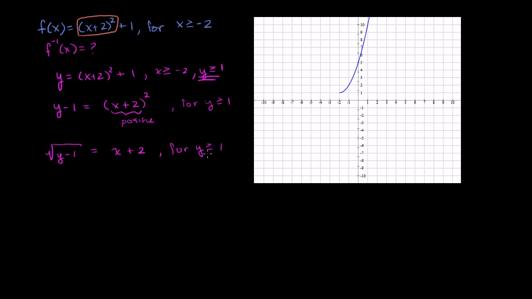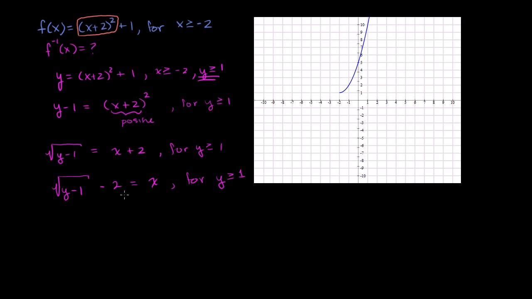This y constraint is going to matter more because over here, the function, the domain is x. But for the inverse, the domain is going to be the y value. And then let's see, we have the square root of y minus 1 is equal to x plus 2. Now we can subtract 2 from both sides. We get the square root of y minus 1 minus 2 is equal to x for y is greater than or equal to 1. And so we've solved for x in terms of y.